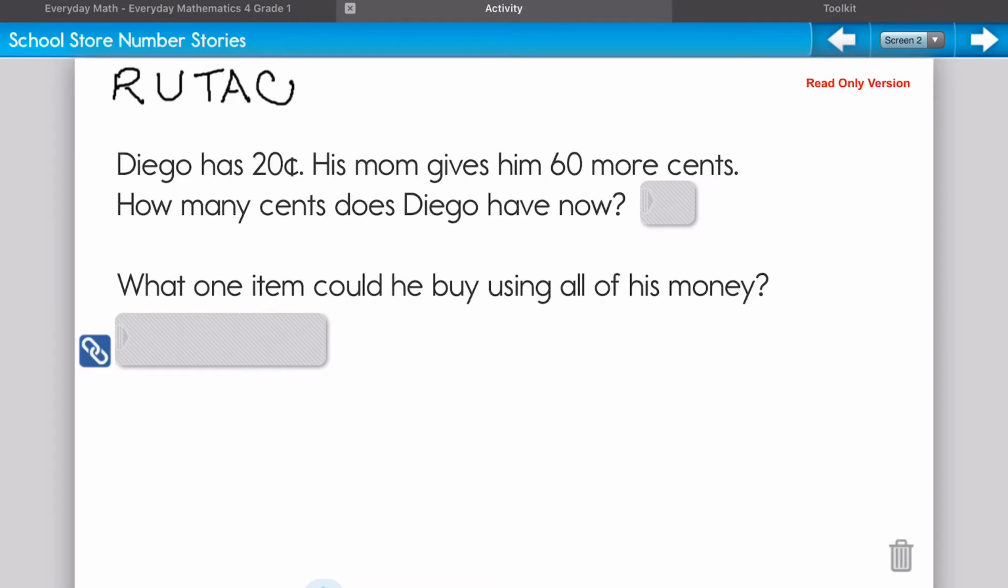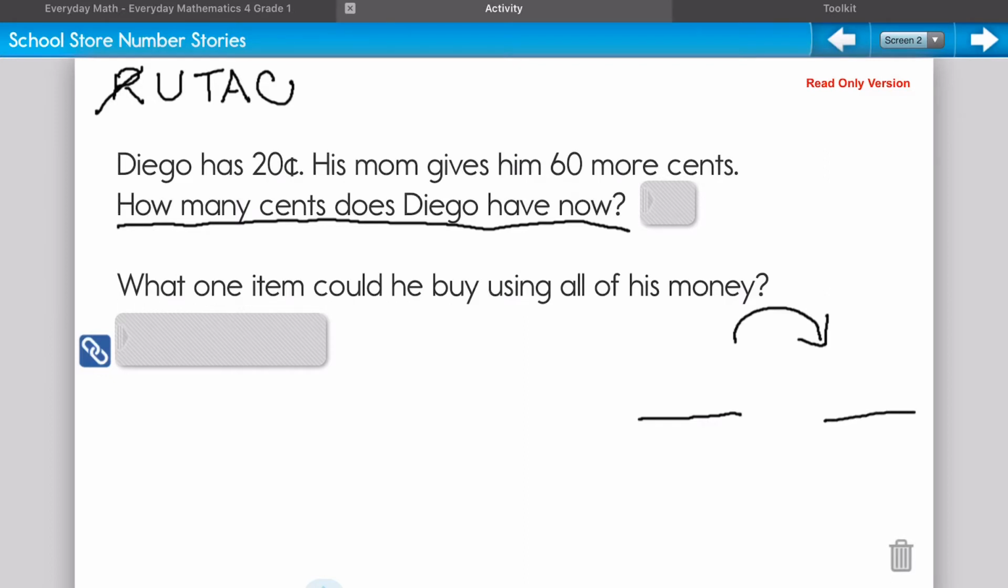So let's go ahead and start with our question. We want to know how many cents does Diego have now? I'm going to use a change diagram for this one. So I'm going to start here. Something's going to happen, and this is where I'm going to end. And I'll use an E for end and an S for start. Okay, we've underlined our question.